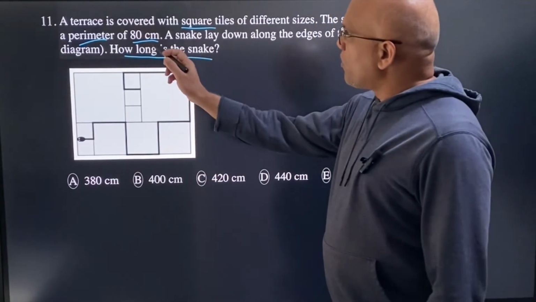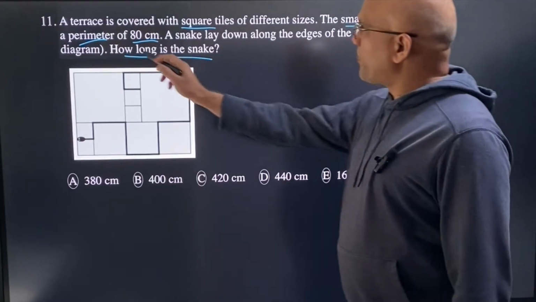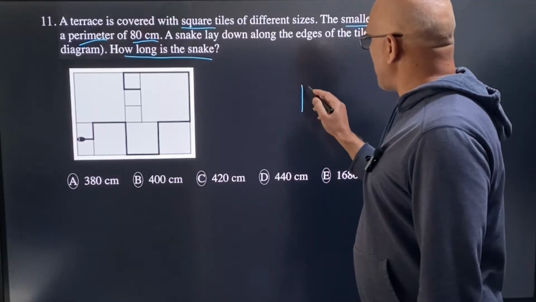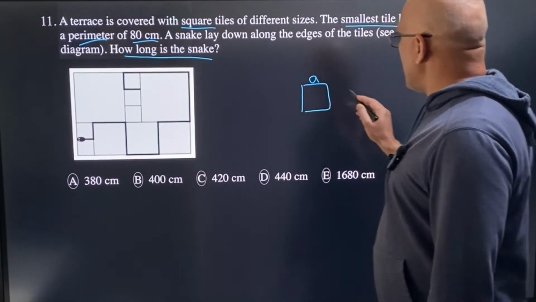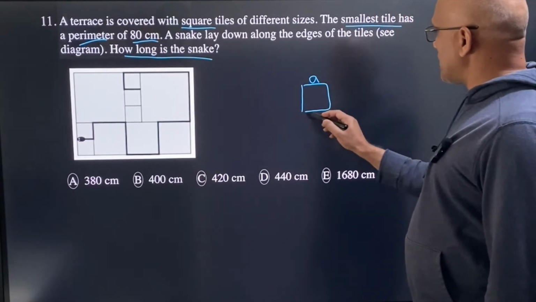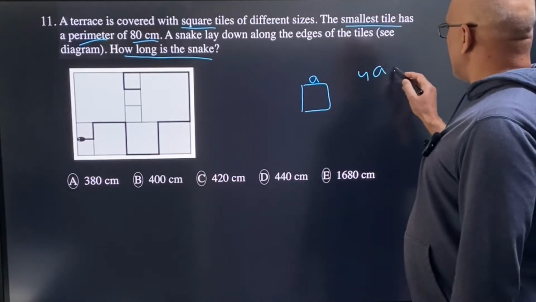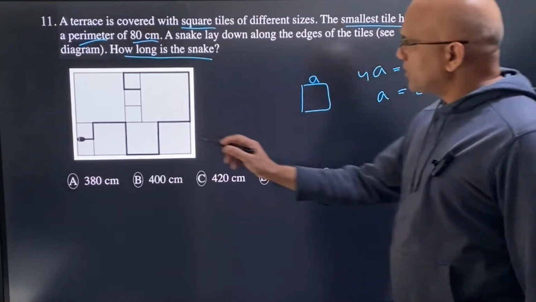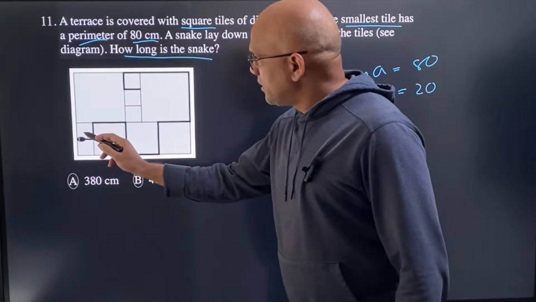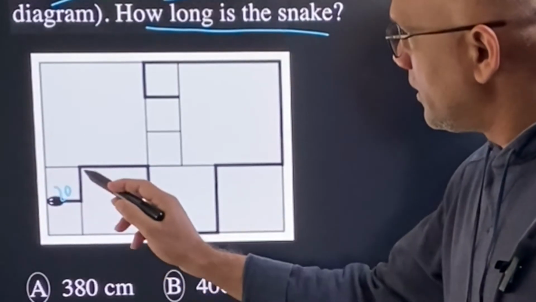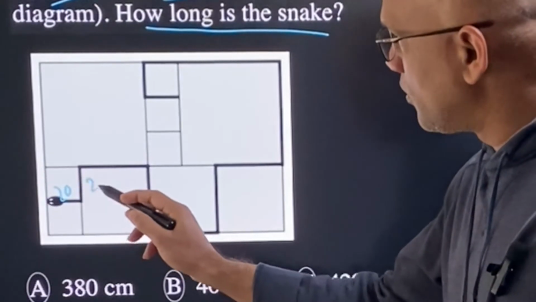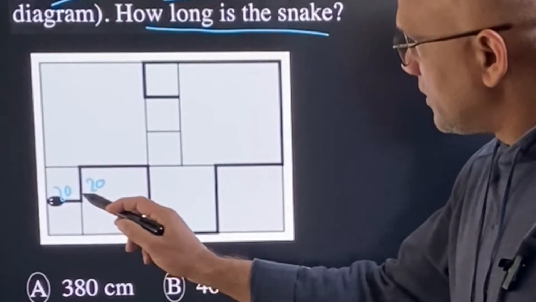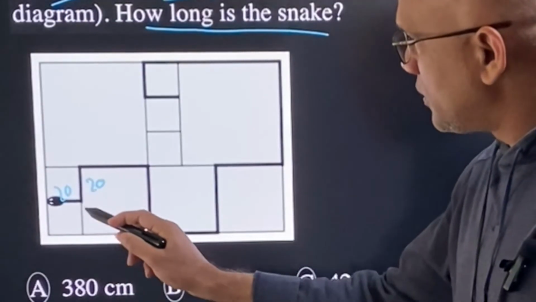All right, the smallest tile has a perimeter of 80, so each side must be, since it is a square, a plus a plus a plus a, that is 4a equal to 80. So a must be 20. So the smallest side length is 20. So this is going to be 20. This is a square, so this is going to be 20. Now, since this is a square, this is 20.